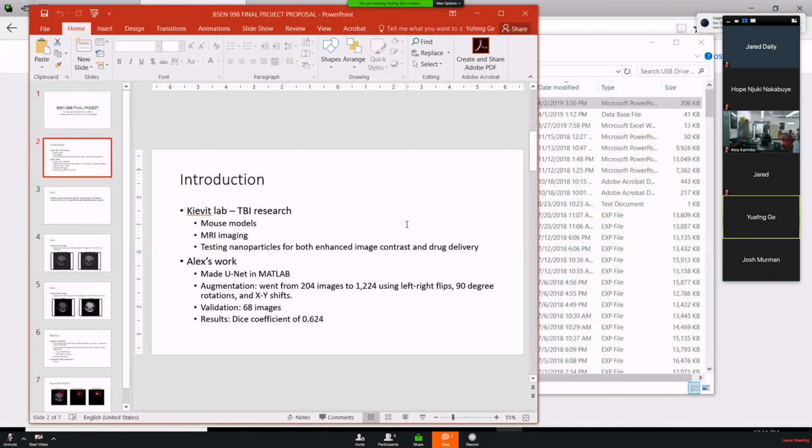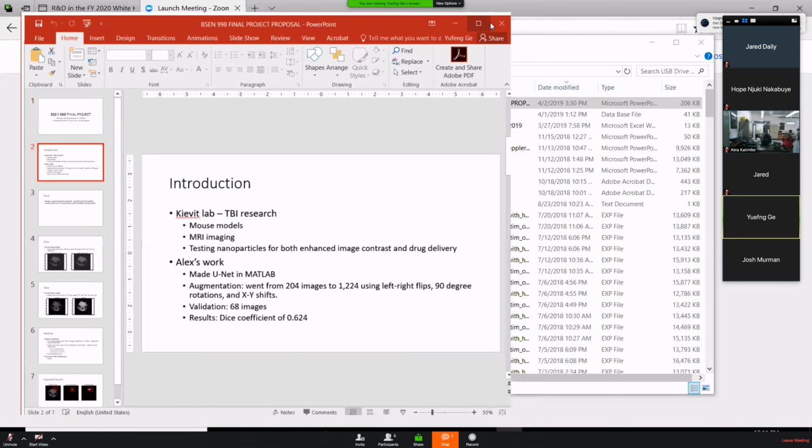Okay, so they do MRI images of these mice after they give them very controlled knocks on the head, to study how the nanoparticles are reaching the site of injury. So what we want to do is identify in these images which part represents injured brain tissue and which part represents healthy brain tissue. So it's a segmentation problem. I'm just going to go to the slideshow here.